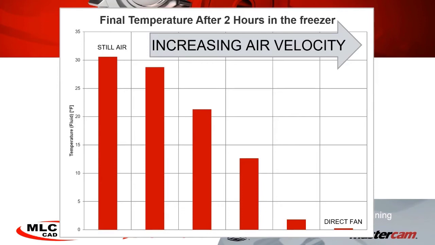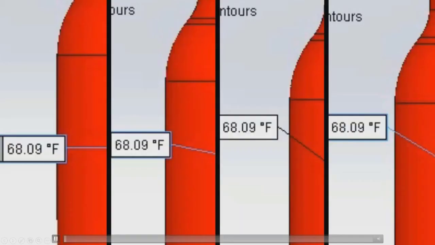So after 2 hours in the freezer, starting at still air and working all the way towards a direct fan blowing directly on it, you can see at the direct fan, we nearly completely normalize the temperature to the freezer, 0 degrees. And as the air velocity increased, we see quite a bit of movement. So it's very sensitive to that variable. The air velocity is going to make a huge impact on the time it takes to cool down, and therefore the time we need to leave it in the freezer.